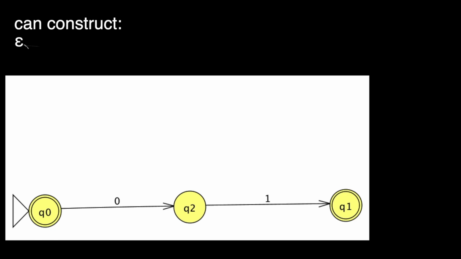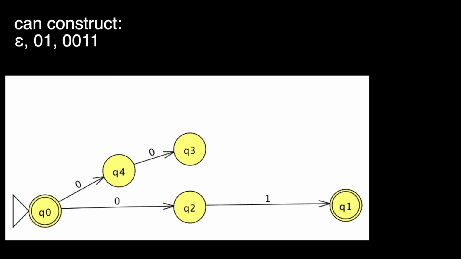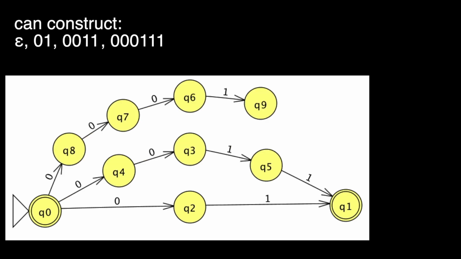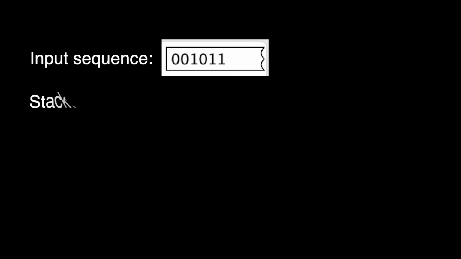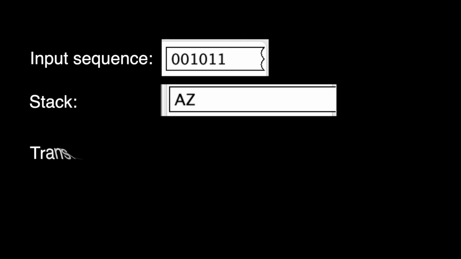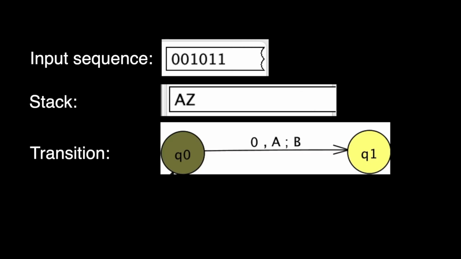If we try, we need to somehow account how many zeros we've read, but we can only have a finite number of states. We need to add memory to the machine. It turns out we can solve this by adding stack memory to the transitions. The 0, A semicolon B transition can be read as: if the input sequence is 0 and the top element on the stack is A, you can follow this transition, remove A from the stack, and place B on the stack.